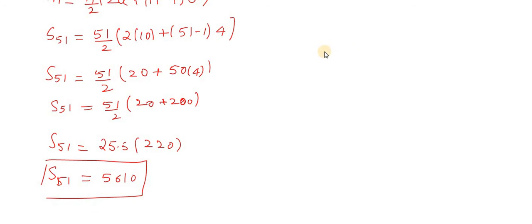Do you know how to multiply this? So 220 into 25.5. Now how to multiply? Don't worry about the decimal multiplication. For this moment, forget that the decimal point is there. So you multiply as usual.